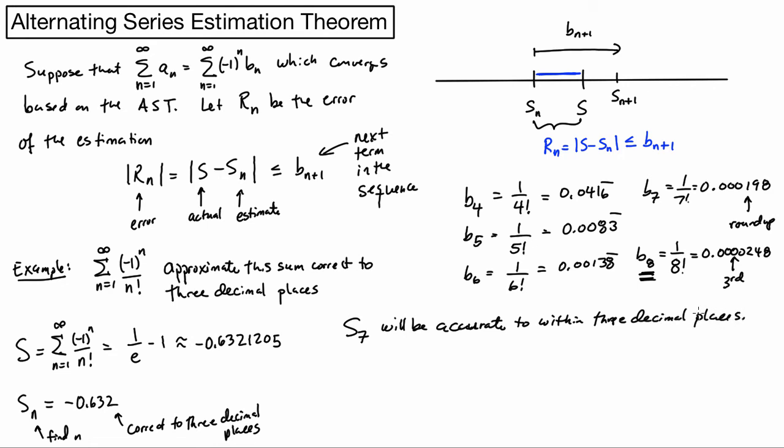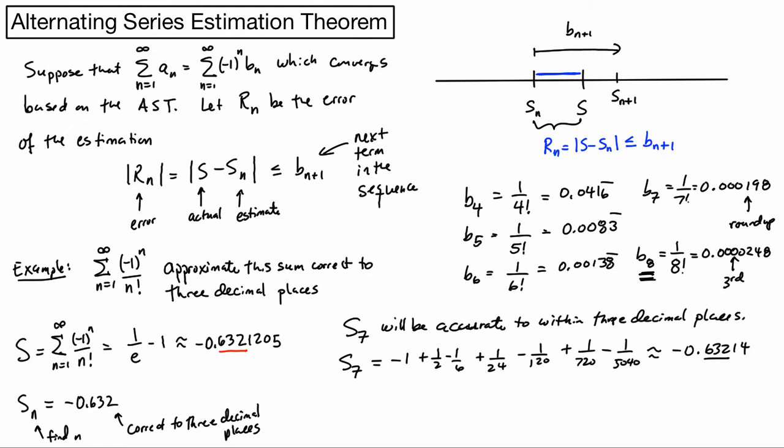All right, so let's check that. S7 is negative 1 plus 1/2 minus 1/6 plus 1/24 minus 1/120 plus 1/720 minus 1/5040. Okay, you add all of those up. This is negative 0.63214. Once again, you can see that that is correct. It agrees with the actual sum, correct to 3 decimal places.